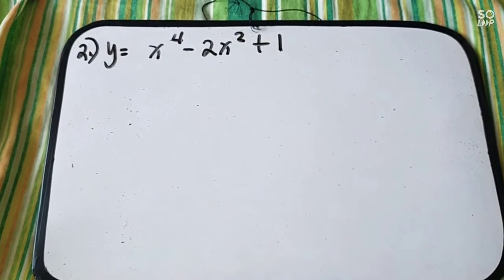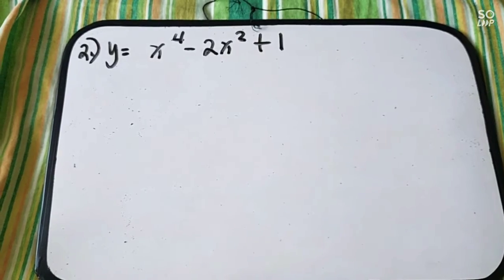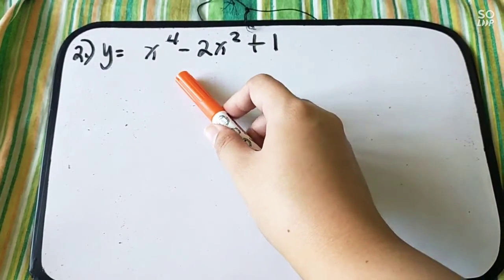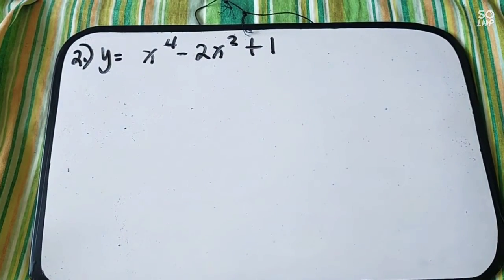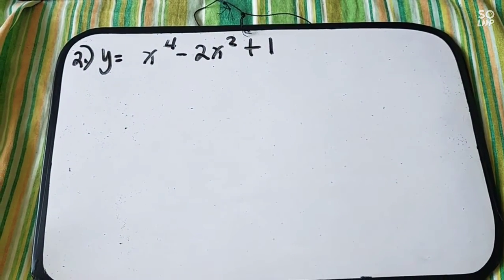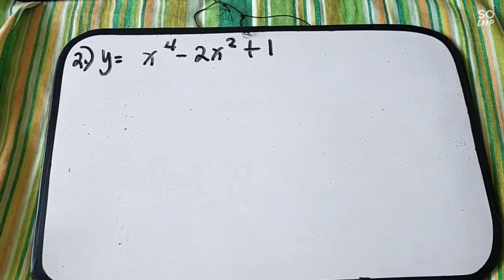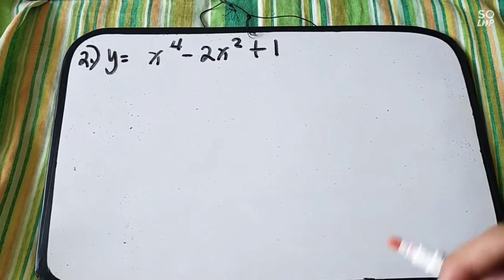So, let us have the second example. We have a given of y equals x raised to 4 minus 2x squared plus 1. Okay? So, let us graph this one. Let us find first the turning points. Okay? Mas madali na yun eh.